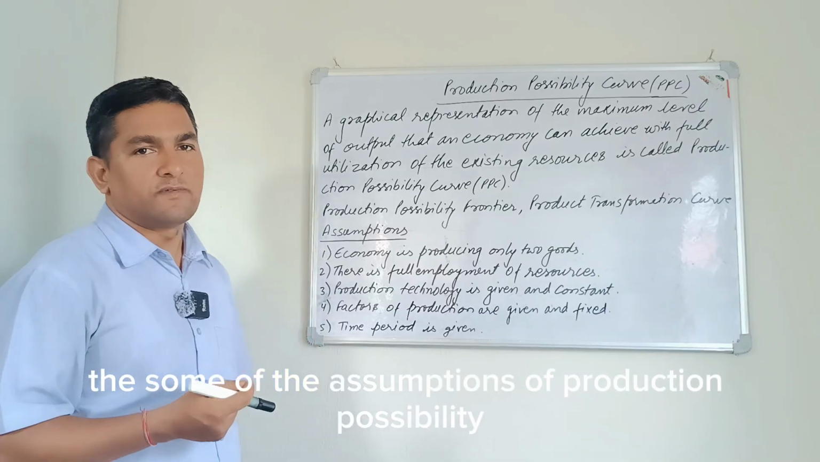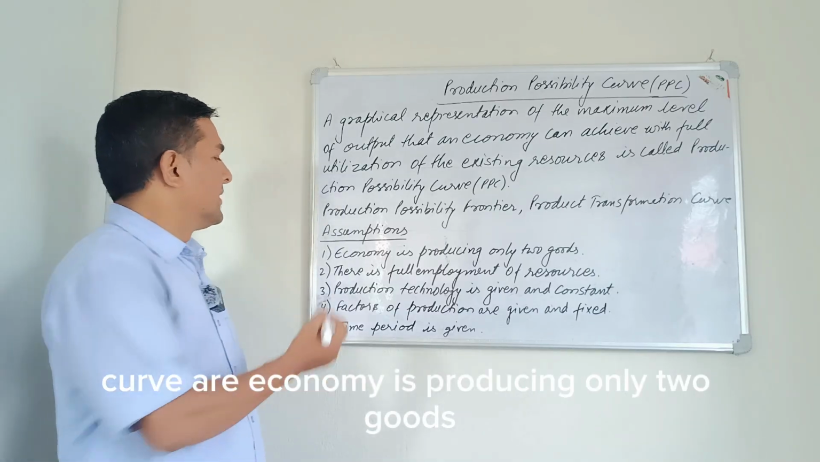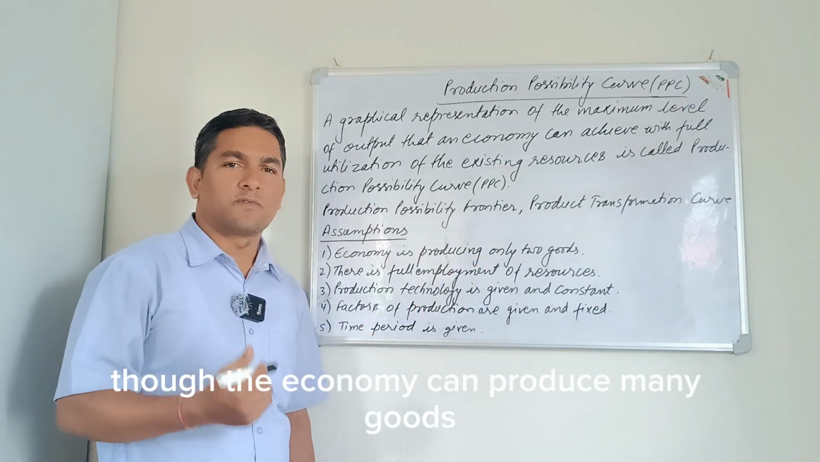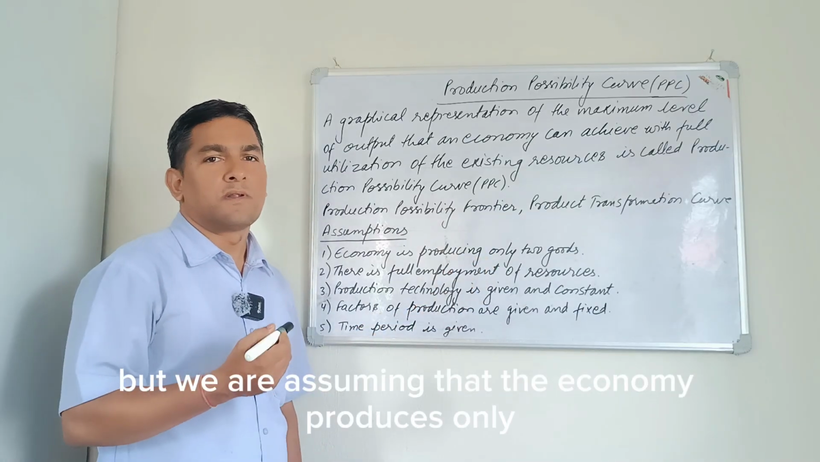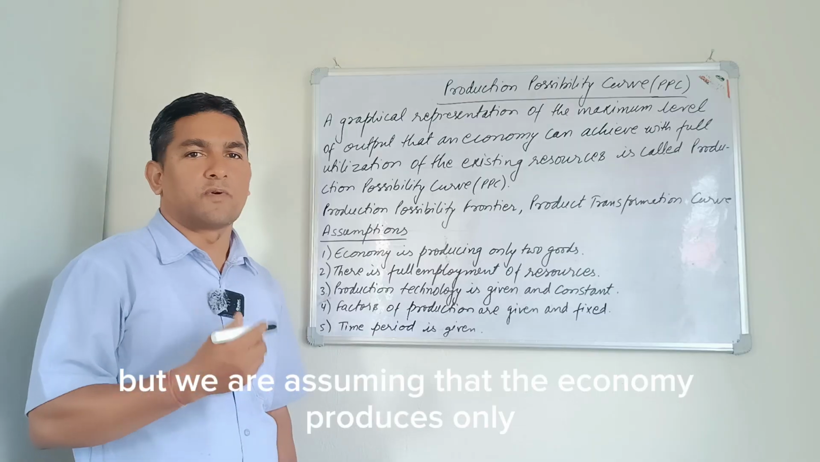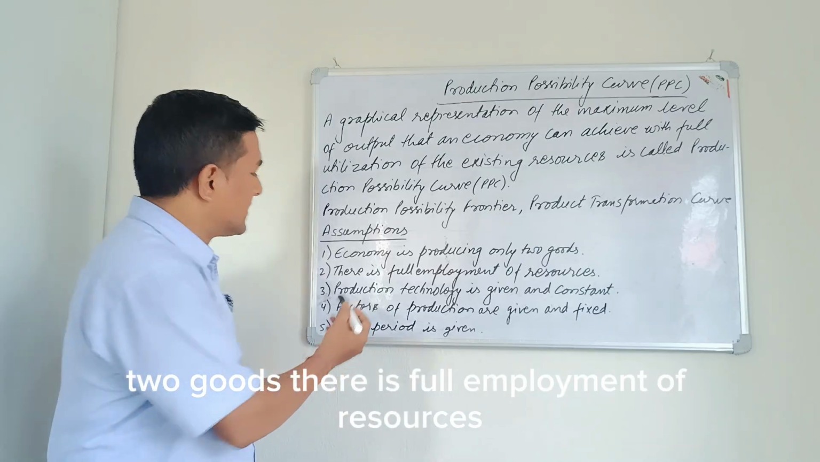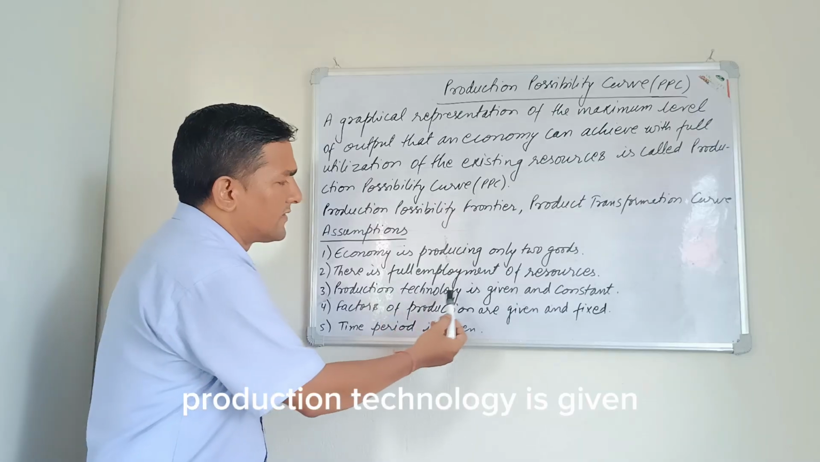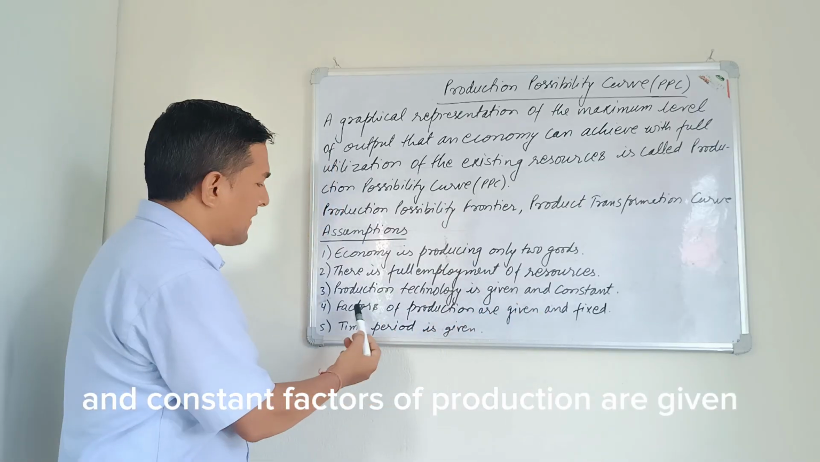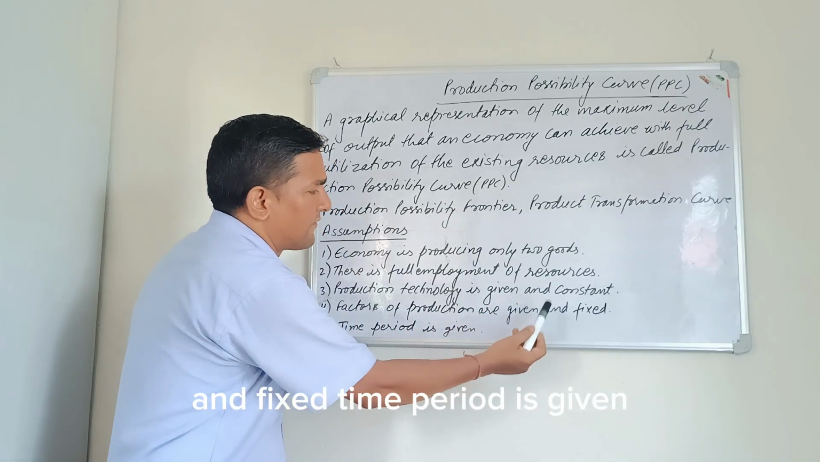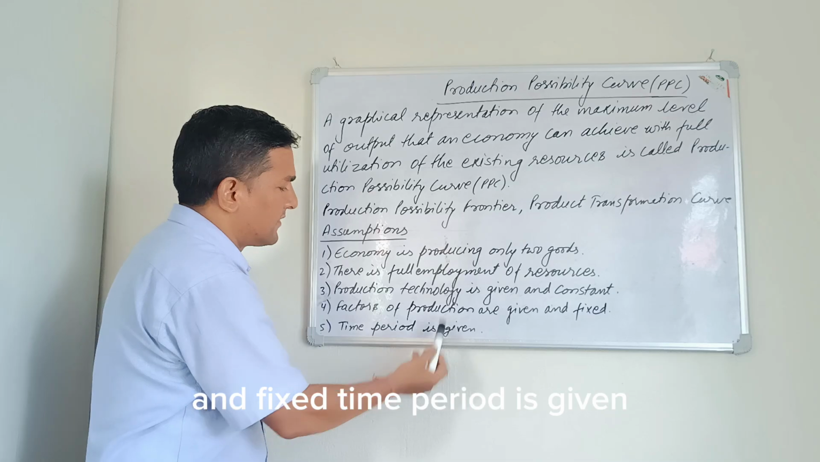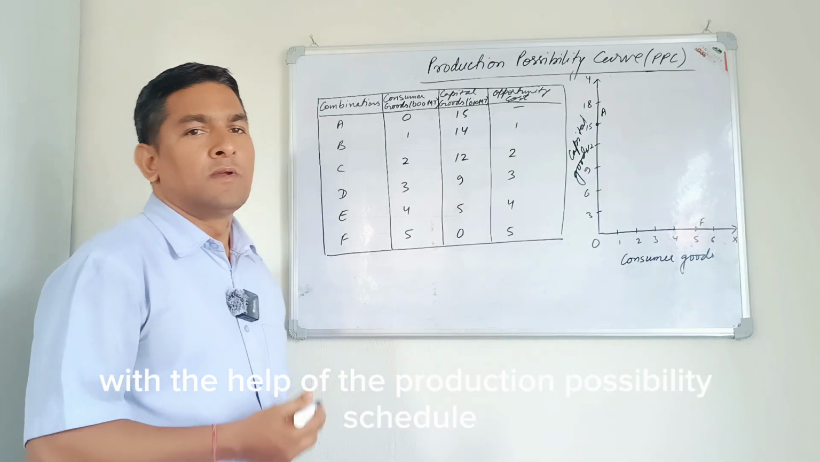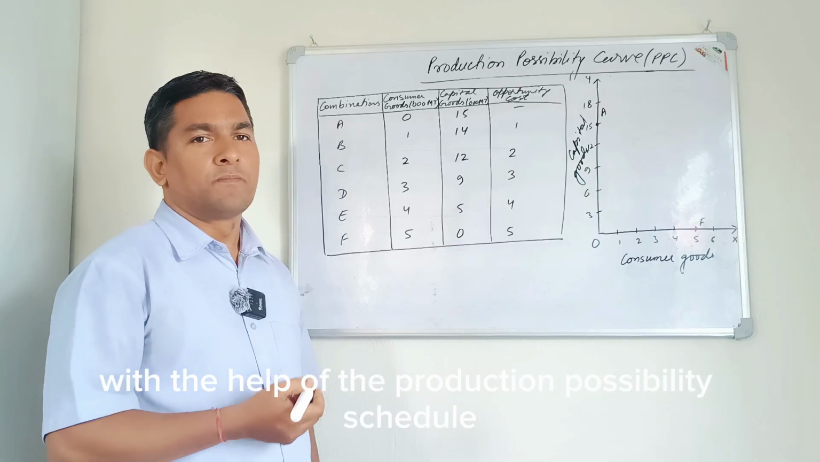Some of the assumptions of production possibility curve are: economy is producing only two goods, though the economy can produce many goods, but we are assuming that the economy produces only two goods. There is full employment of resources. Production technology is given and constant. Factors of production are given and fixed. Time period is given. Now the production possibility curve can be explained with the help of the production possibility schedule.